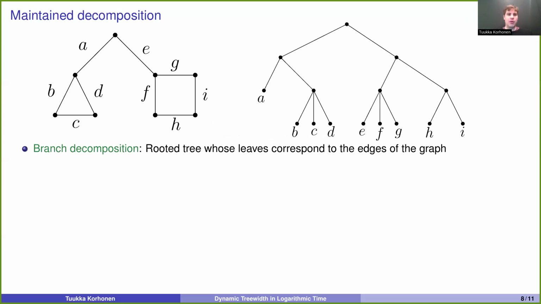So first, let me talk about what is the decomposition that we are maintaining in this algorithm. And this is actually the most important thing: we are not really maintaining the tree decomposition, but we are thinking about some other structure, and some nice invariants on that other structure. This is the key thing of the algorithm.